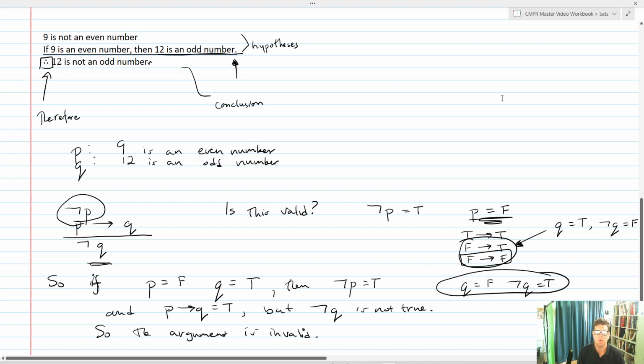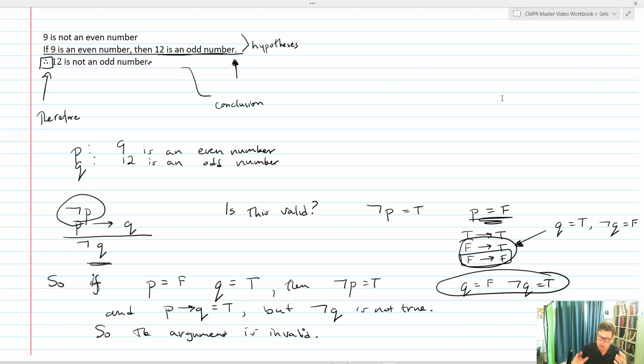Notice in this case, what we did is we assumed that the hypotheses are true, and as a result we end up with a possible, although not certain, conclusion that ends up being false. And when that's the case, we end up having an invalid argument.